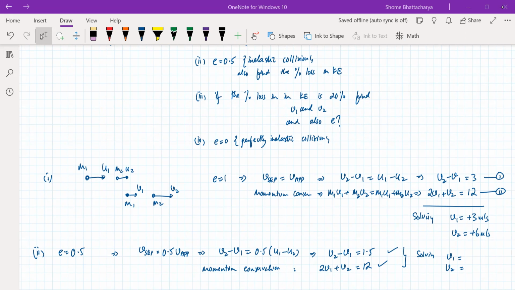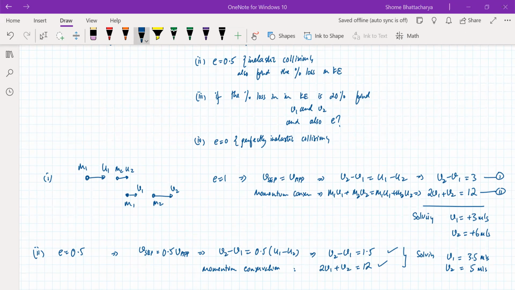So once again, if you just subtract these two equations, this time you get 3V1 equal to 10.5. So V1 comes out to be 10.5 by 3, which is 3.5 meters per second. And correspondingly, V2, when you substitute, will come out to be 5 meters per second, because the separation velocity is 1.5.